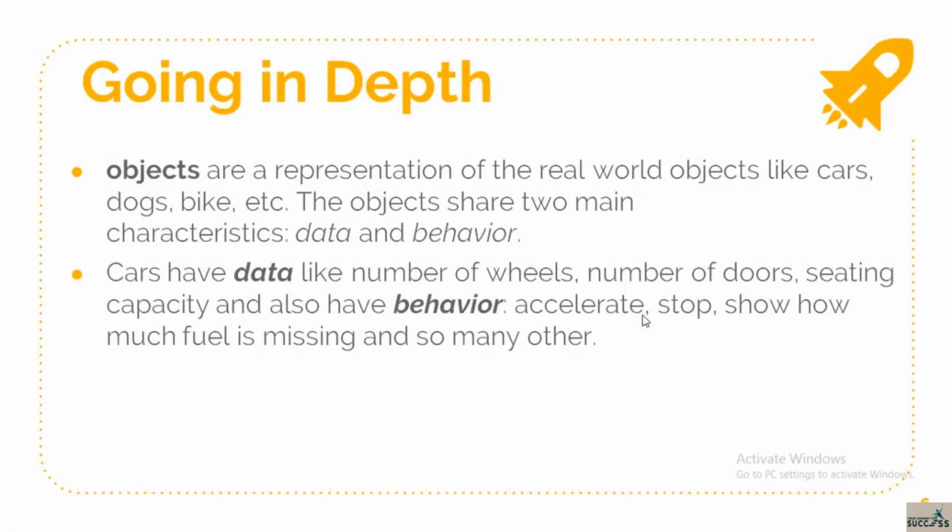Going in depth, objects are a representation of real world objects like cars, dogs, bikes, etc. Objects share two main characteristics, data and behavior. Cars have data like number of wheels, number of doors, seating capacity, and also have behavior like accelerate, stop, show how much fuel is missing, and so many other things.